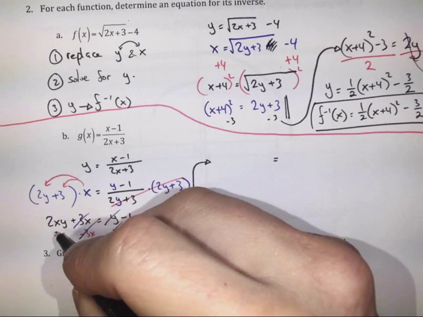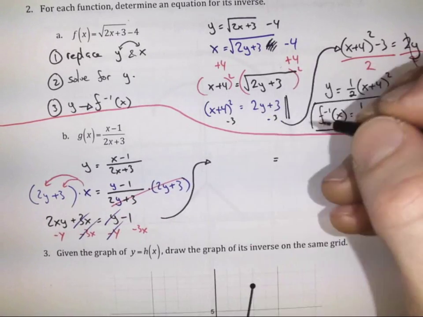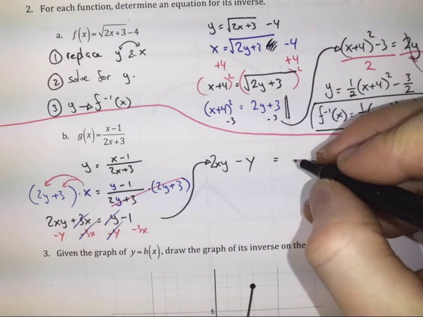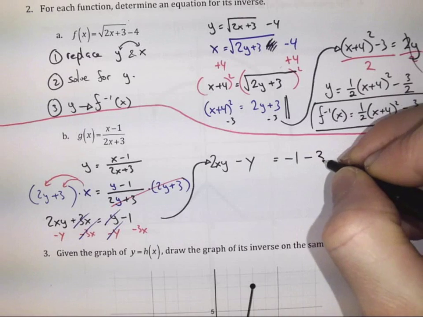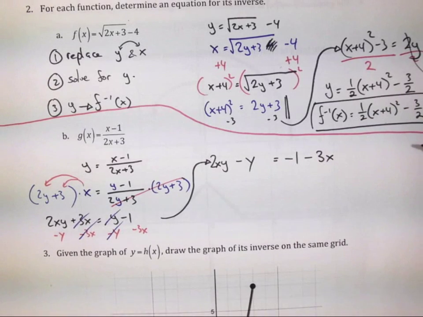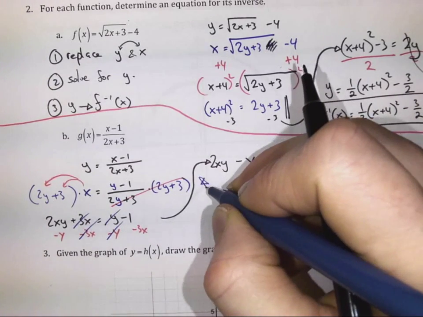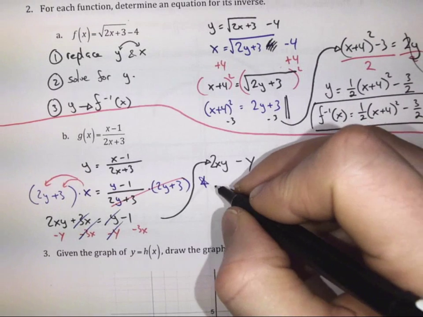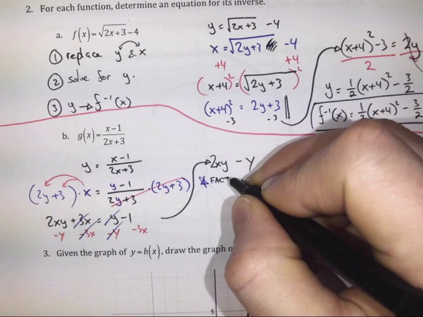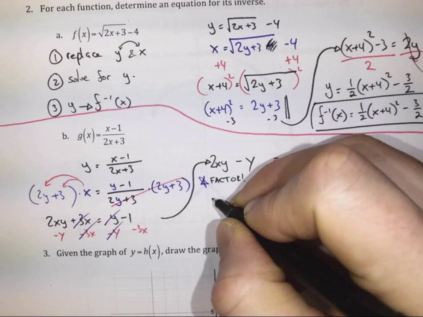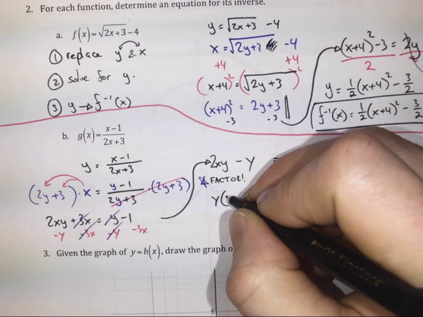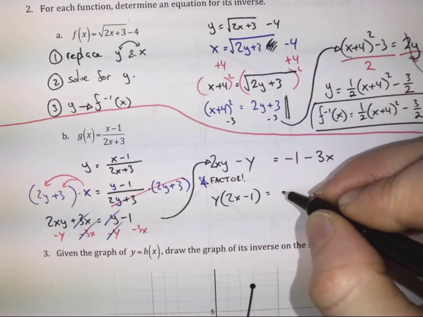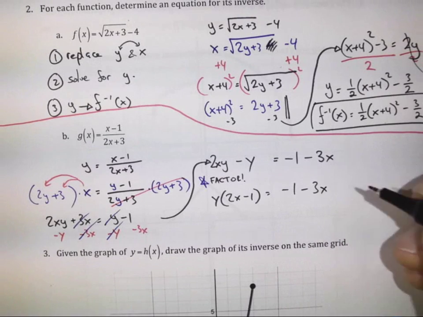On the left, we've got, these are not like terms, so we can't add them together. So this gives us 2xy minus y. And on the right-hand side, that's negative 1 minus 3x. Okay. Now here is the hard step. Here's the trick. We can't group these together, so what we're going to do instead is factor a y out. So we're going to rewrite it as y times (2x minus 1) inside the bracket. That's equal to negative 1 minus 3x.